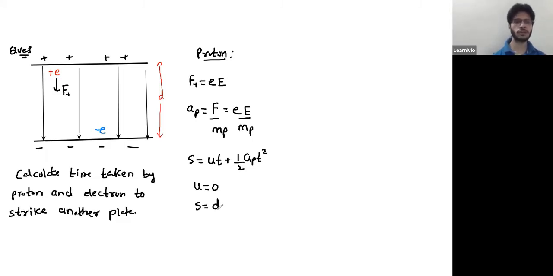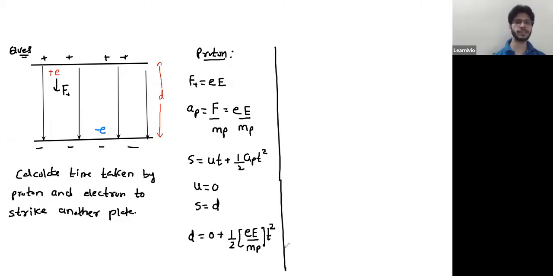Yes, it will cover displacement d. So if I keep on substituting the values, instead of s, let's substitute d. Initial velocity is 0, plus half, acceleration of proton, which is E over mp, multiplied by t square. So from here, you can calculate the value of t.